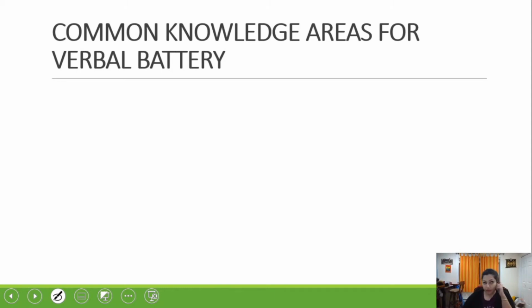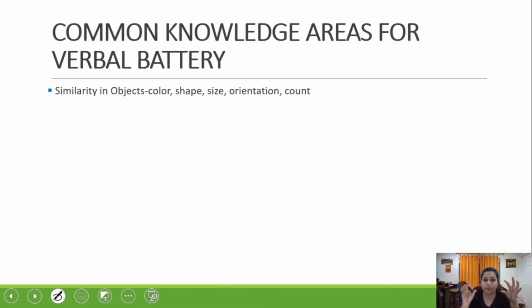Next, I would like to talk about common knowledge areas for verbal batteries. Similarity in object, color, shape, size, orientation, and count. Looking for similarity between two pictures or objects on the basis of color, shape, size, orientation, and count. Then we have objects and its parts. So objects and its parts, as in say laptop, and the keyboard is a part of the laptop. Or say like door knob or door handle is a part of the door.